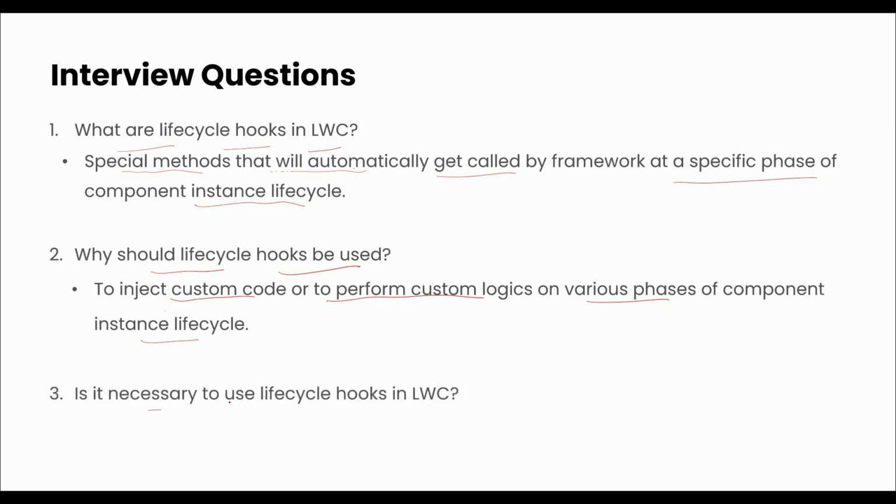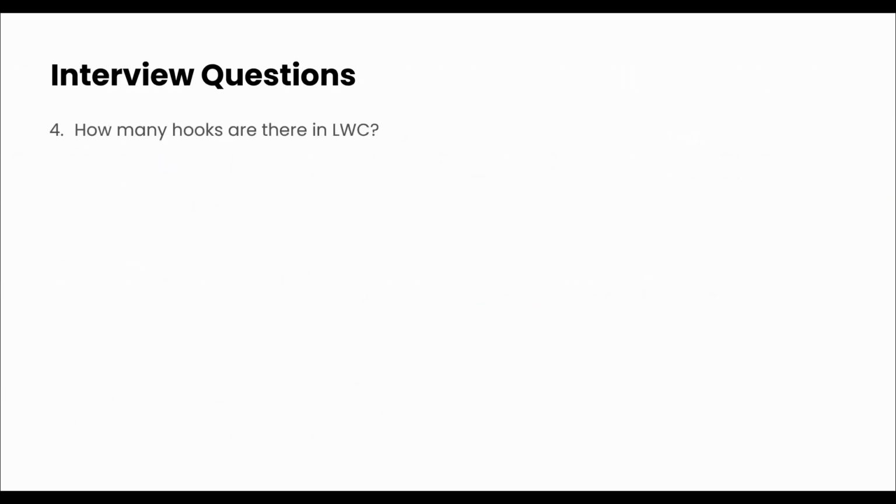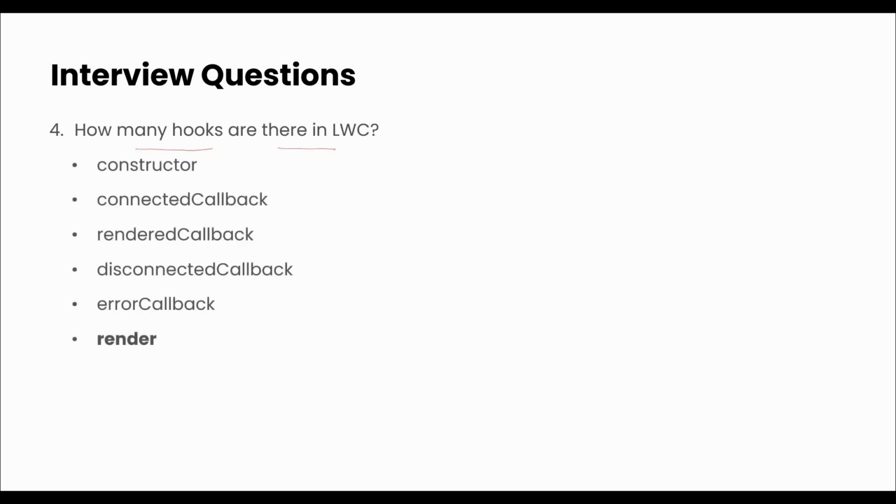Next we have, is it necessary to use lifecycle hooks in LWC? Then the answer will be no. These are completely optional to use. I mean, if you want to perform something on different phases of the component, then we can use the respective lifecycle hook. Next question we have, how many hooks are there in LWC? So mainly we have 5 hooks. First is the constructor, then connectedCallback, then renderedCallback, then disconnectedCallback, and errorCallback. But apart from these, we have one more additional method, that is render, which also behaves as a lifecycle hook. I mean, it is also automatically called in the component lifecycle.